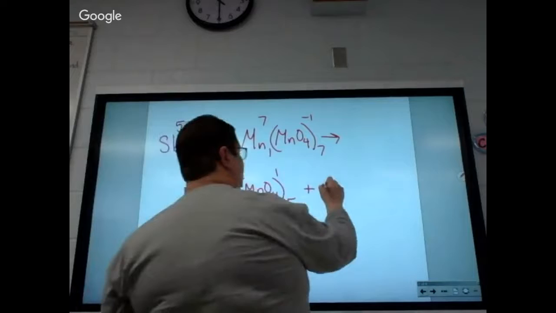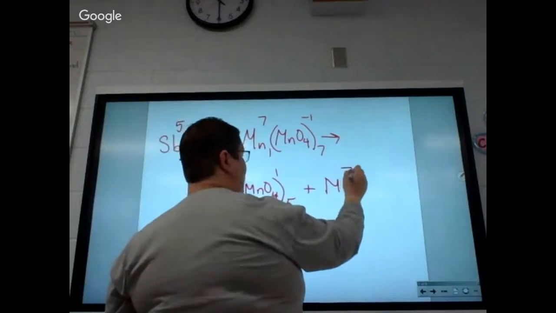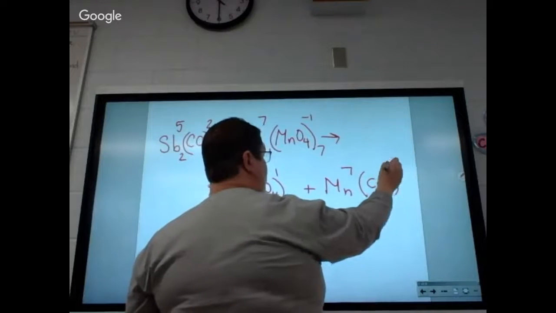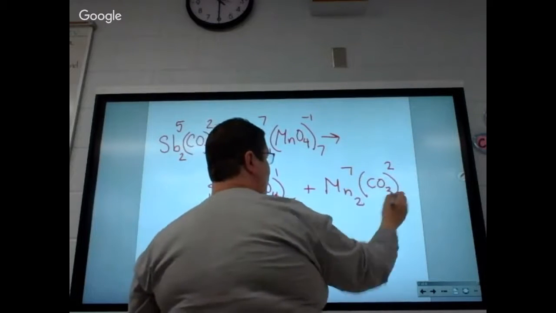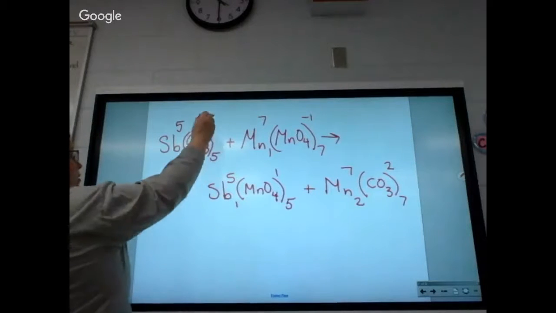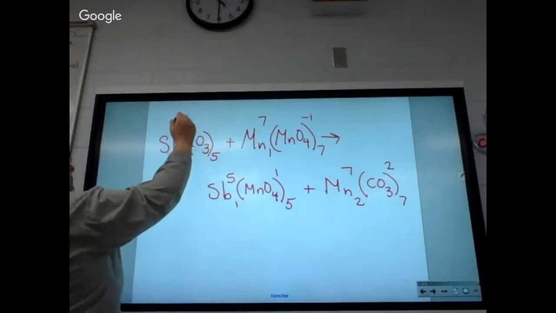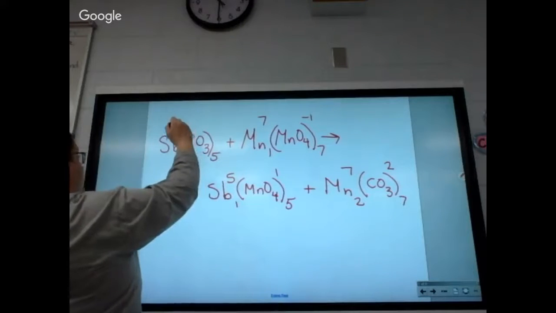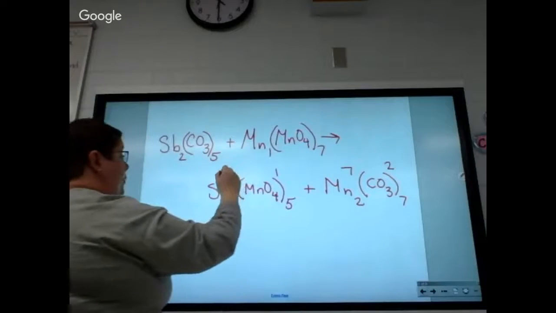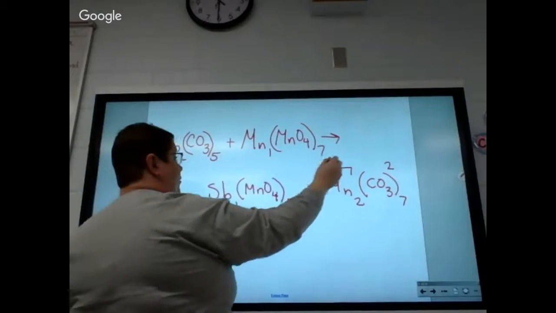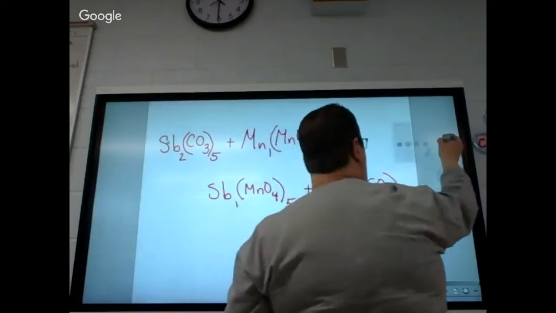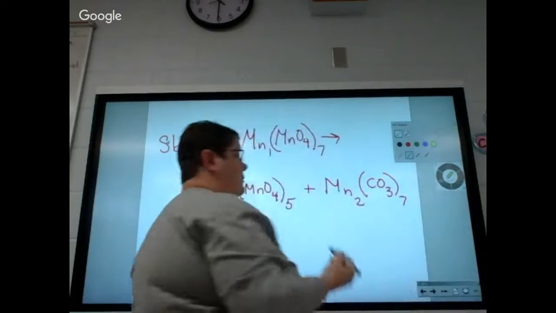Plus manganese has a 7. Carbonate has a 2. So 2 comes down, 7 comes down. Now, generally, these are ones students do the best with because you don't have to mess with what? Why do you think students generally are going to do the best with these? They don't have an element. They don't have to worry about whether anything is diatomic. Everything crisscrosses. Okay? So, the hardest part for most people in this is going to be balancing.